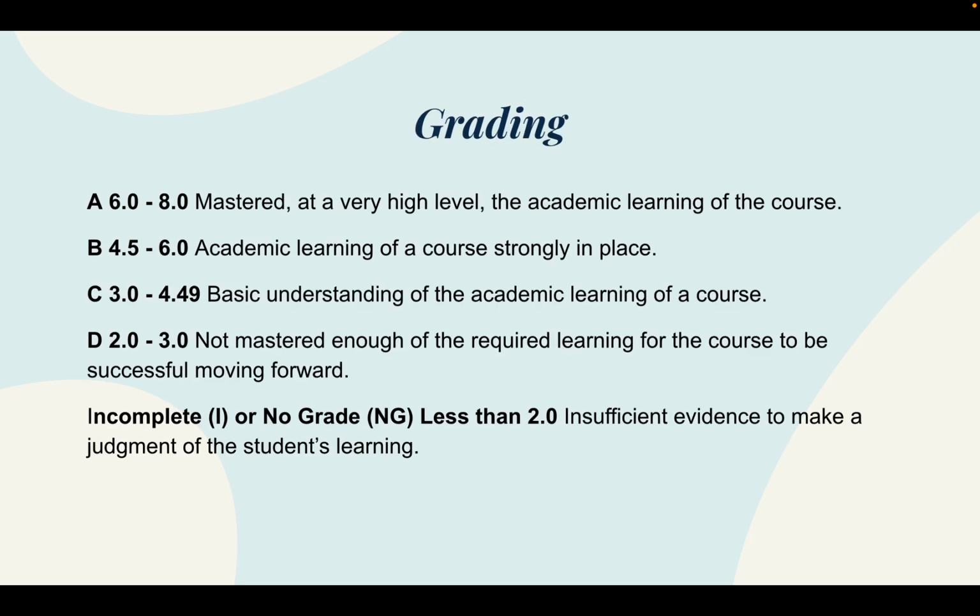So in our school, I practice with MYP grading. An A is anywhere from a 6 to an 8. A 6 is still really good, even though it's not the highest they can earn. It still is an A. A B is anywhere from a 4.5 to a 6. A C is anywhere from a 3.0 to a 4.49. A D is 2.0 to 3.0. And then students will earn either an incomplete or a no grade. And this just shows that they have submitted very little to no work.